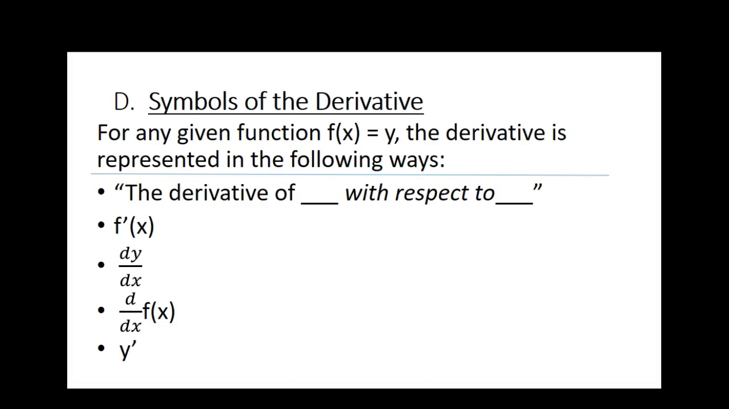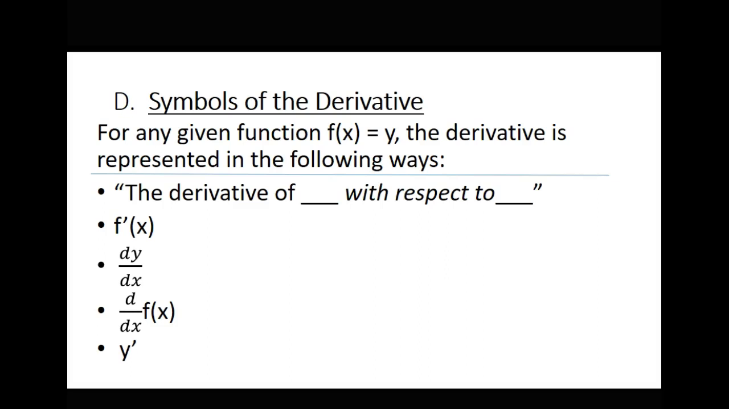All right, so let's talk about reading mathematics. For any given function f of x equals y, the derivative is represented in the following ways. This is how you say it. The derivative of whatever the output is with respect to the input. Okay, you guys remember what output and input is? Output is, or input's what you plug in, output's what you get out. So in this case up here, for this function, what's my input variable? It's x. What's my output variable? y. You could also say f.